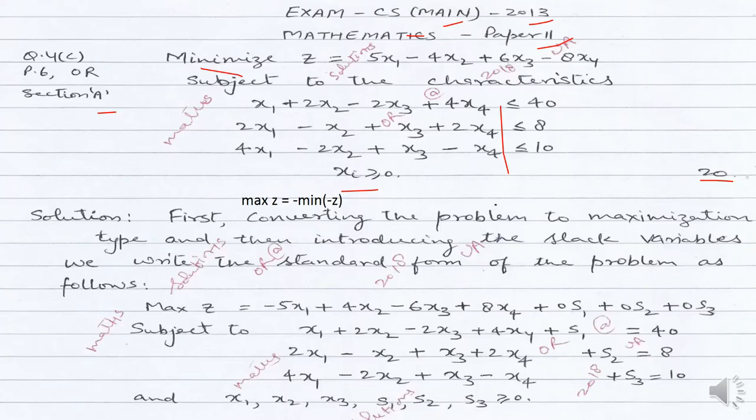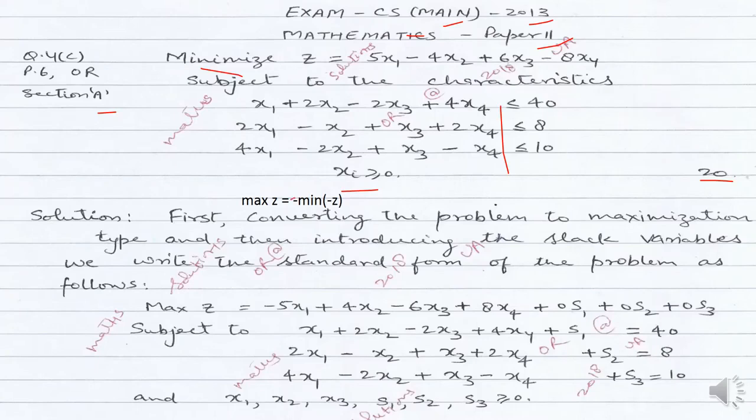Second, we can convert this into a maximization problem with the help of this formula: maximize z = -min(-z), and then solve it as a maximization problem. So let's do it using this one here.